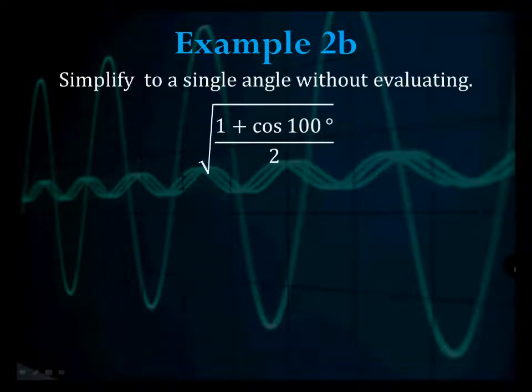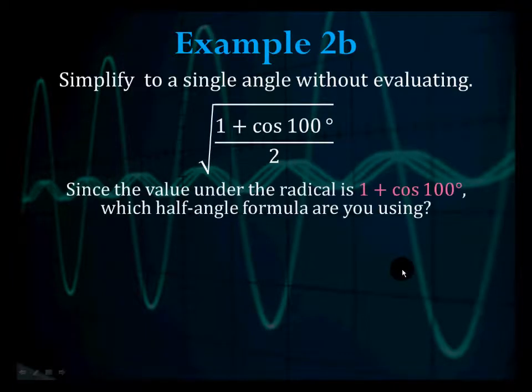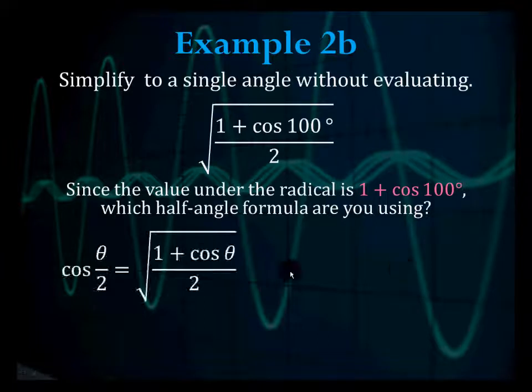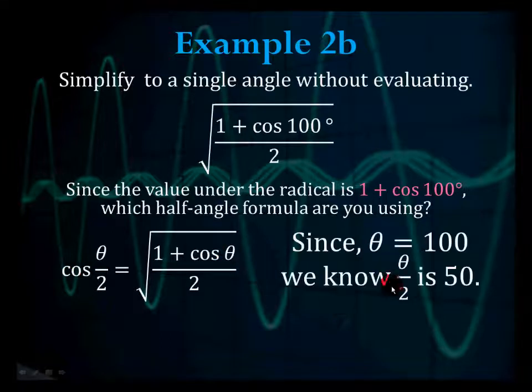Example 2b. Simplify to a single angle without evaluating. So, again, you are going to see which formula this looks like. And if you can tell, it looks like 1 plus cosine theta over 2. The value under the radical is 1 plus cosine of 100. So you're going to be using the cosine half angle formula. Here, theta is 100. So that means theta over 2 is going to be 50 degrees. So we are looking to solve cosine of 50 degrees.